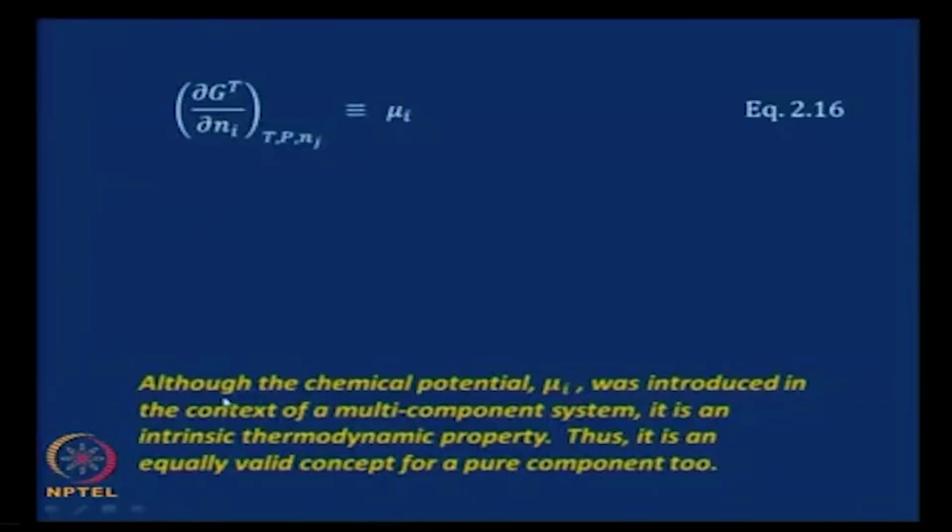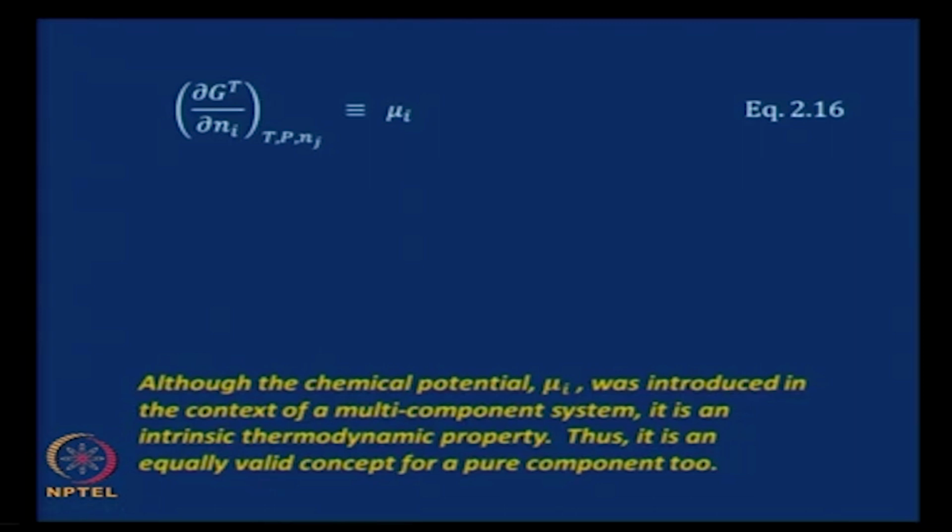The chemical potential itself is an intrinsic quantity for a particular system, and therefore whether the system is multi-component or a single component or whatever other combinations you may have, the concept of chemical potential is still valid for any system that you take. To put it a little more formally, although the chemical potential mu i was introduced in the context of a multi-component system, it is an intrinsic thermodynamic property, thus it is an equally valid concept for a pure component also.